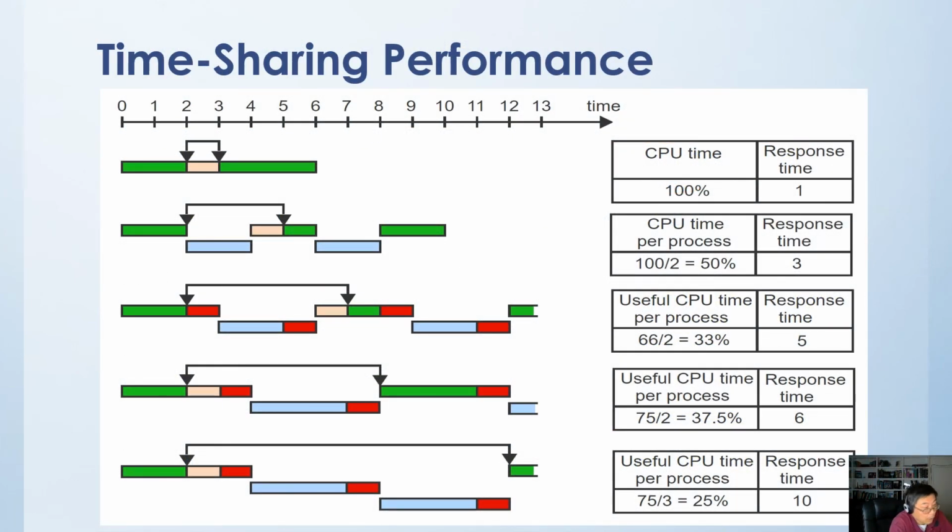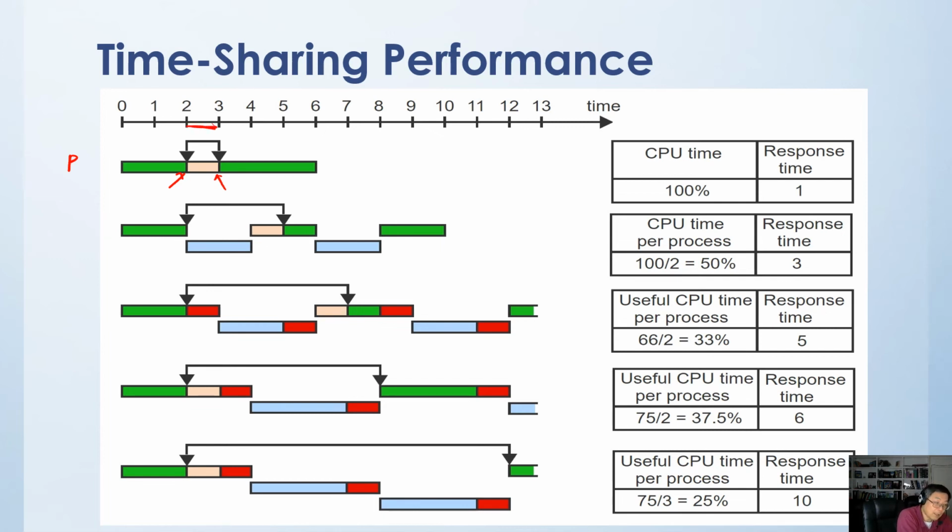So now let's take a look at the time sharing performance with various different scenarios. In case 1, if there's one process running on a computer system, the response time is the interval between making a request and receiving the response. So making request, receive response. That's only one time unit.